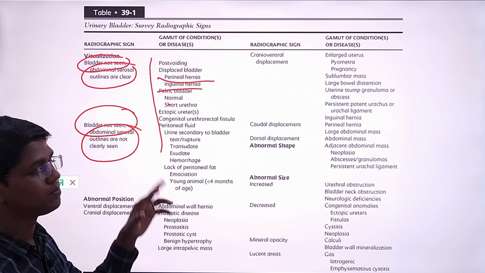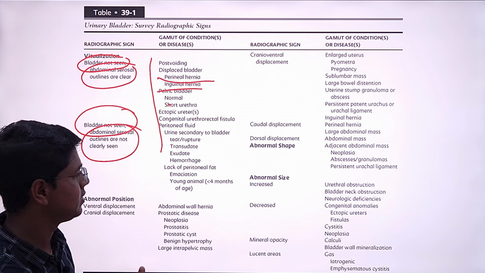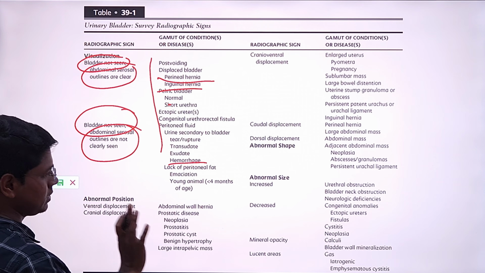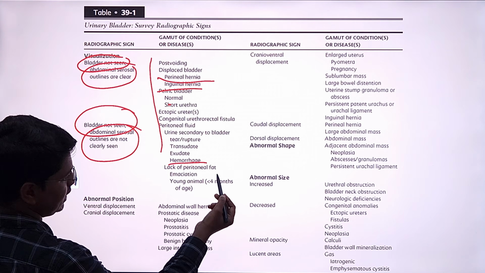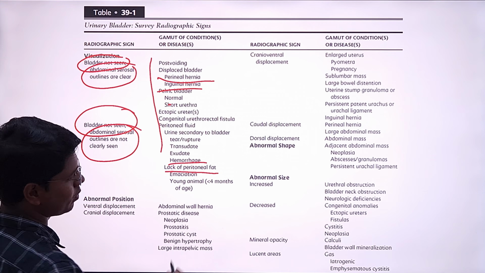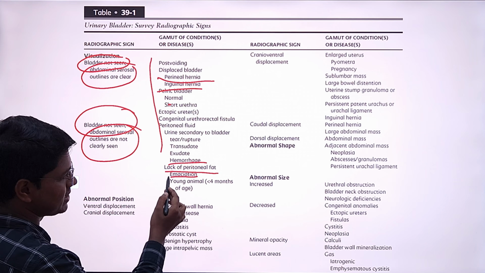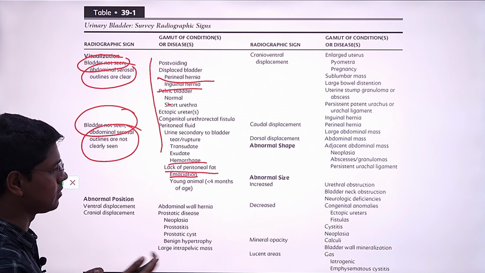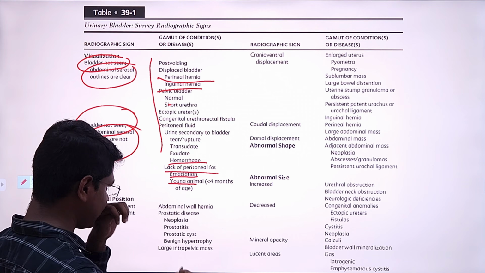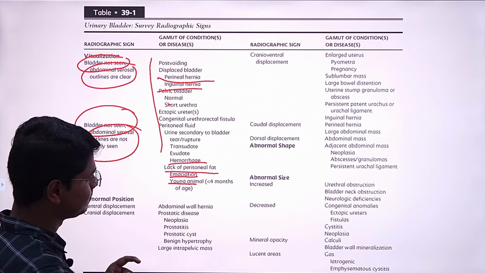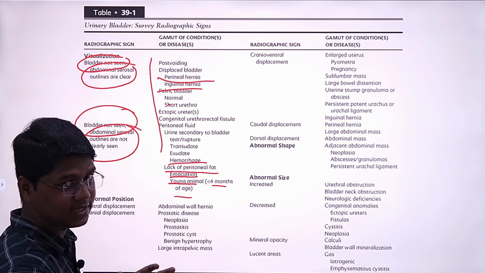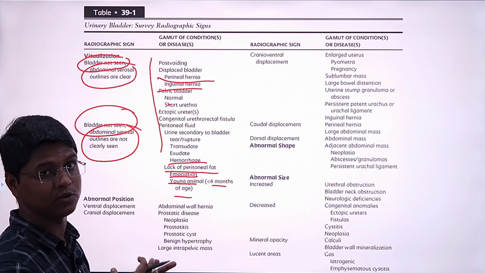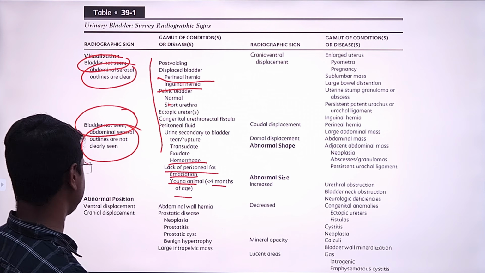Peritonitis. Okay, peritoneal fluid may be exudate, it may be transudate, there may be blood or hemorrhage. Also, a point I wanted to highlight: if there is a lack of peritoneal fat, especially in case of emaciation, the serosal detail will not be clear. Also, in young animals less than 4 months of age, which have more brown fat rather than white fat, the serosal detail will not be clear. Those are normal things, okay, no abnormal things.